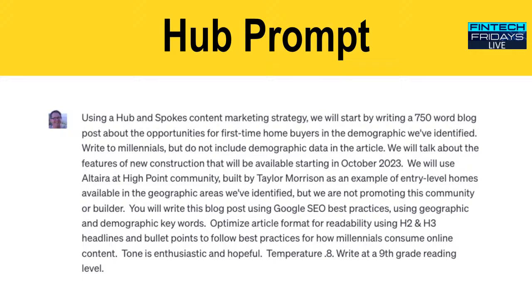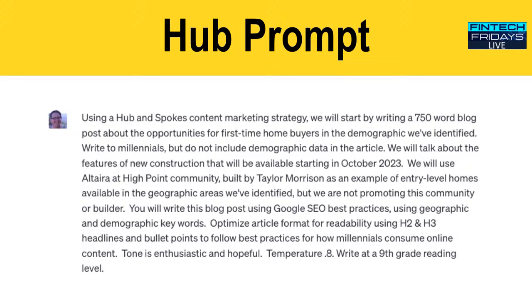I'm not going to read this entire thing, but basically I said, I want you to write me an article using the geographic data and the demographic data, and we're going to talk about features of new construction that will be available starting in October 2023. We're going to use this particular community from this builder. We're not promoting this community or the builder. Then I give it my content tactics. You're going to follow Google's SEO best practices using the geographic and demographic keywords.